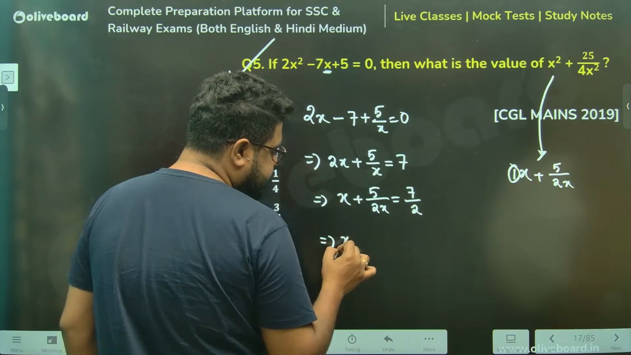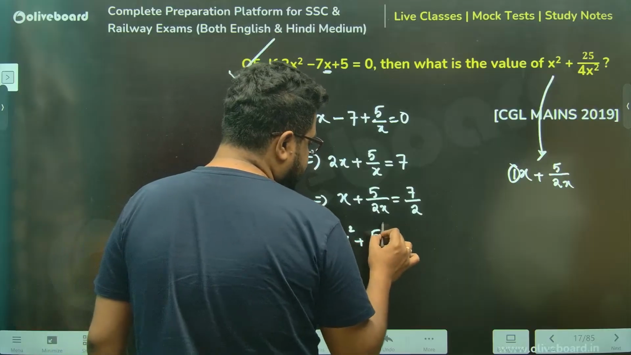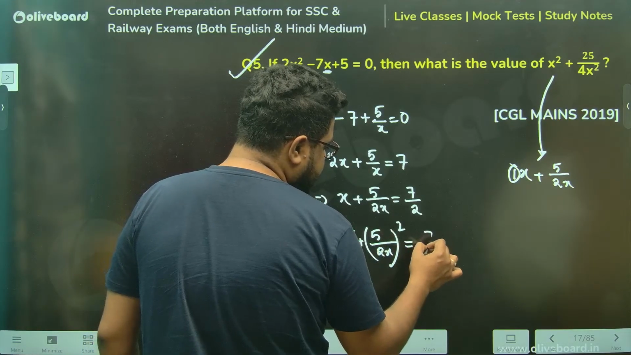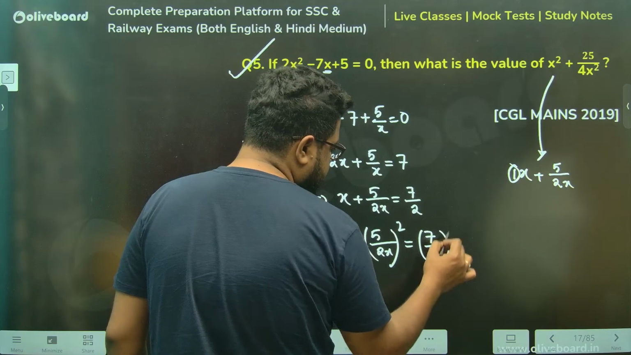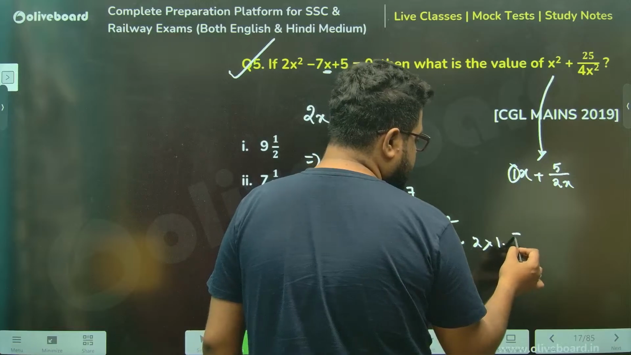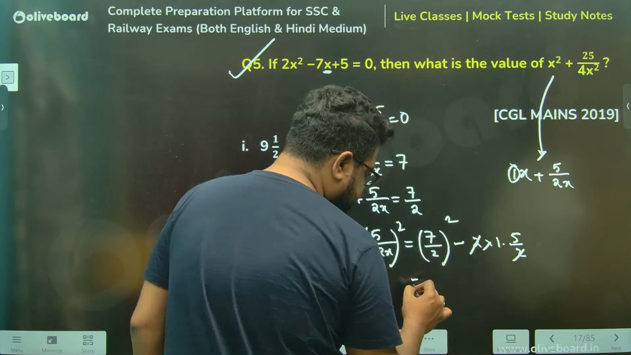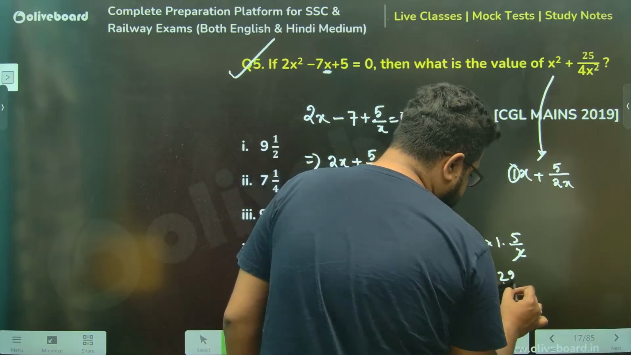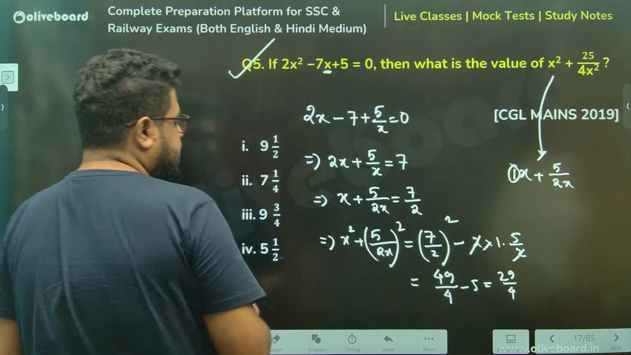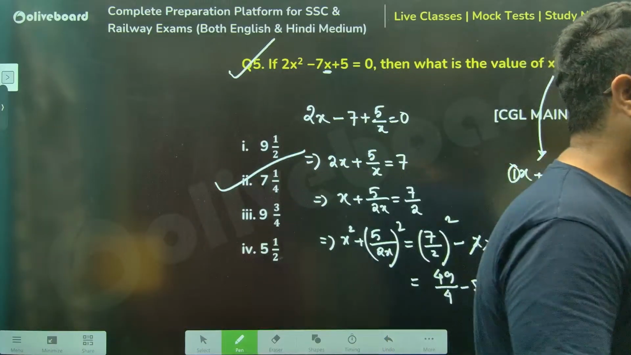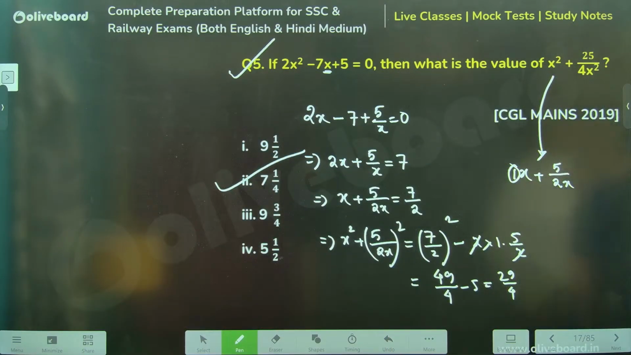Now you square it. x plus 5 by 2x whole square. That will be this thing square, p square minus 2 into the coefficients 1 into 5 by 2. This cancels. So 49 by 4 minus 5, 29 by 4 if I'm not wrong. Acha, 7 whole 1 by 4. Option 2 is the answer. Option number 2, 7 whole 1 by 4 is your correct answer.